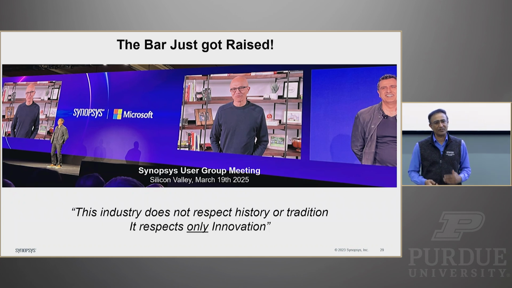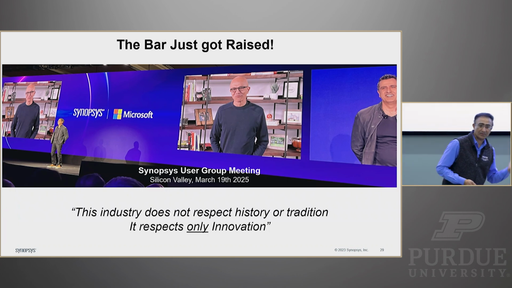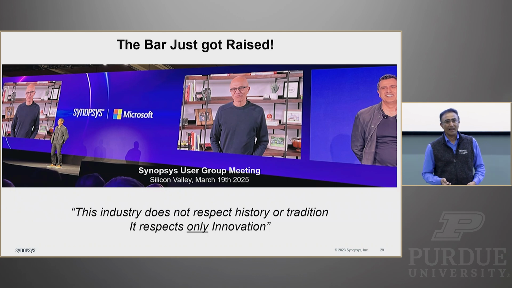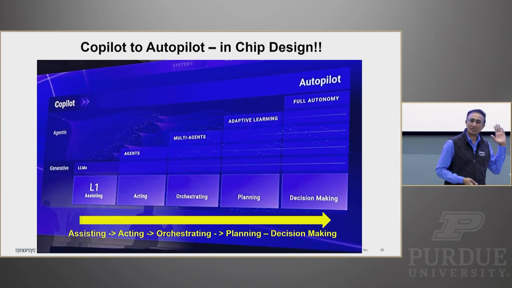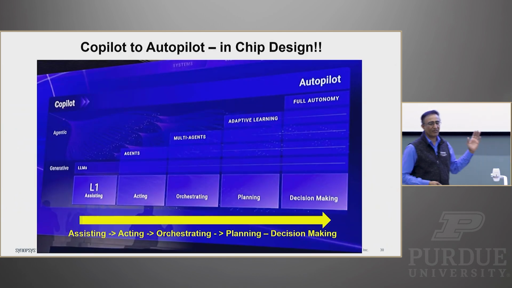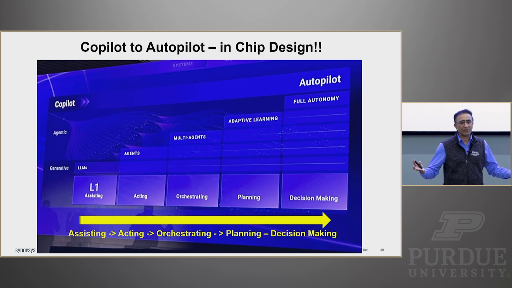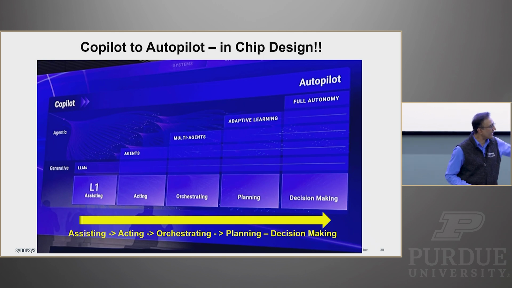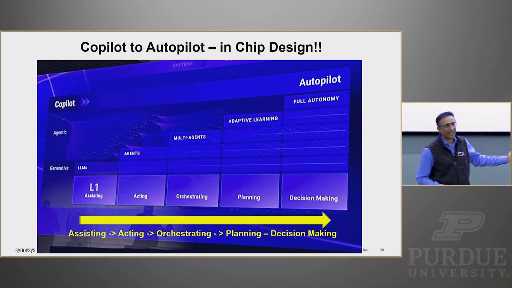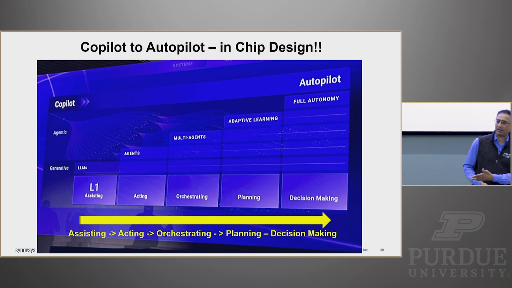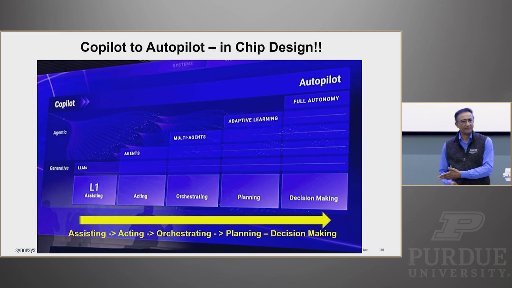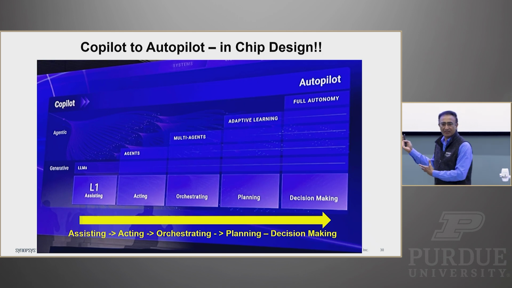It only respects innovation. So we've signed a multi-year agreement with Microsoft. These are our two CEOs, by the way. This was just done 3 weeks ago. And they laid out a strategy for the future. So the next 3 or 4 years, this is technology that you would be working on. Assisting, acting, orchestrating, planning, and decision making. And that's how you're going to get from co-pilot to autopilot in chip design. And so that's a bold vision for the future laid out by our CEOs.